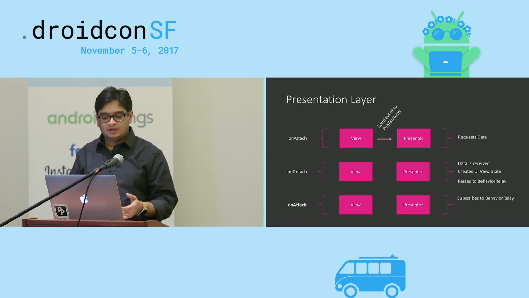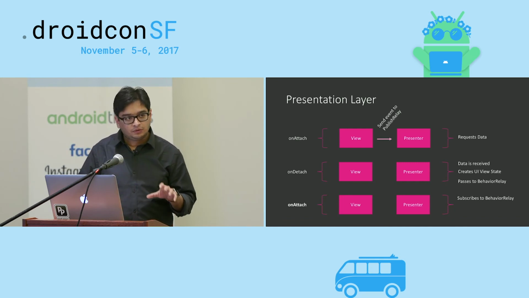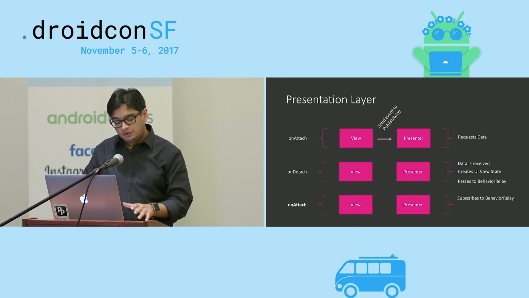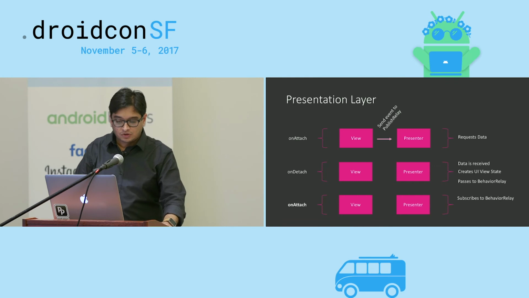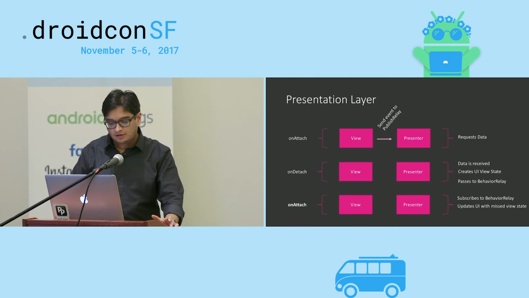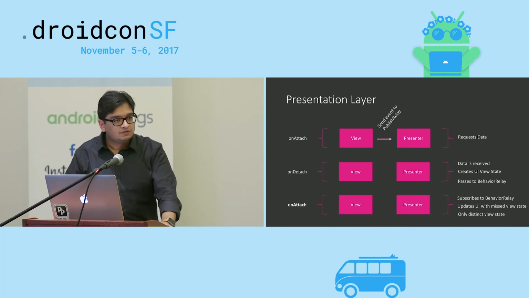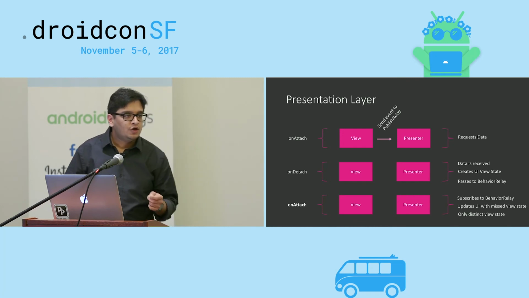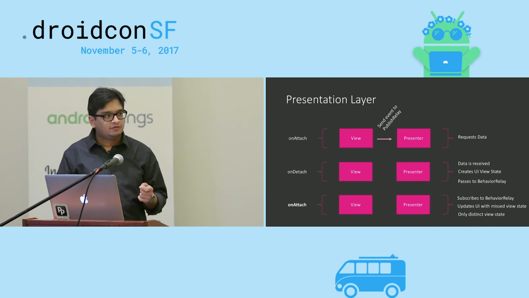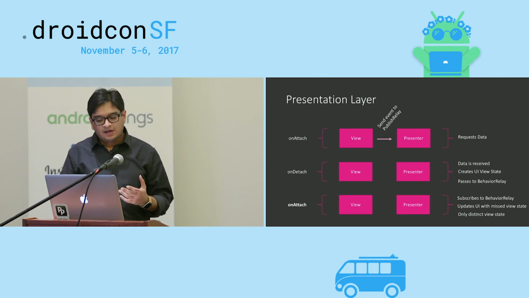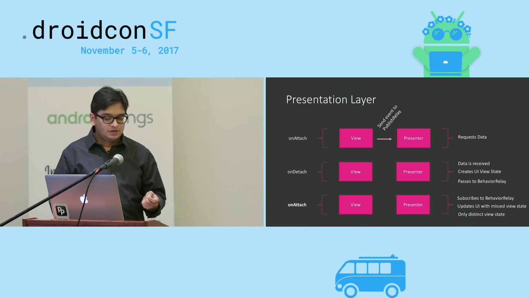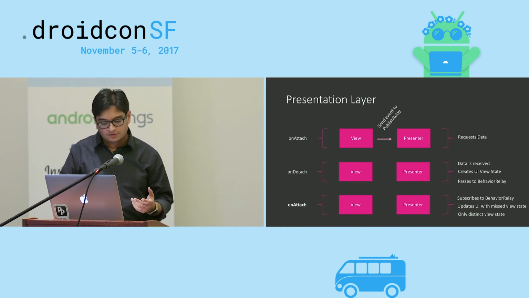So on detach, our behavior relay holds the state of the UI from when it was not attached. On attach, it's going to subscribe again, remember the last item, and update the UI state which was missed. The only thing is it makes sure that only distinct view states are shown on the UI, so that you don't show any flickering of the UI, right? Say your API is getting the same sort of data, you don't want to update the UI twice, which could cause a flicker.